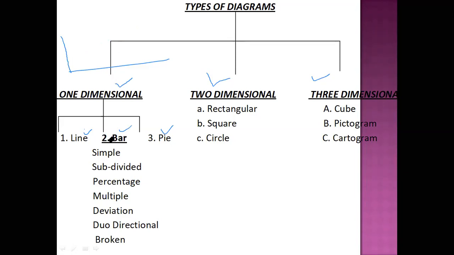Now coming to bar diagrams. Bar diagrams will be of 7 types: simple bar diagram, subdivided, percentage, multiple, deviation, duodirectional, broken bar diagram. Simple bar diagram will be like this. Subdivided will be, divisions will be there in a simple bar. Percentage, all the bars, all the variables will be made to be equal to 100 and data will be presented accordingly.